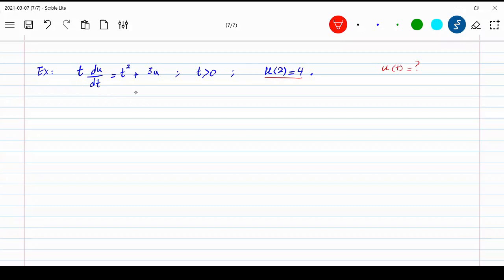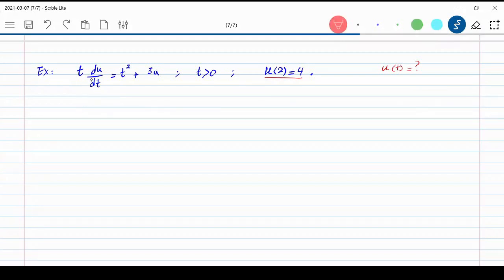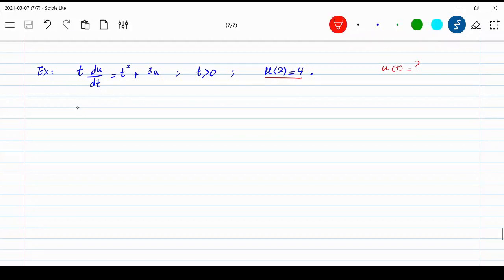It's not written in the form that we want, the linear format. So I'm going to write it as t times u' equal to t squared plus 3u. And you notice that if you're not comfortable with u and t, you can always change it to x and y. You can write it as x times y' equal x squared plus 3y.